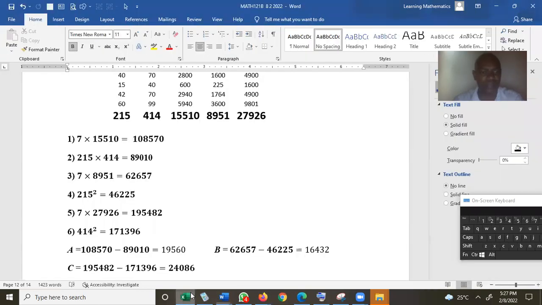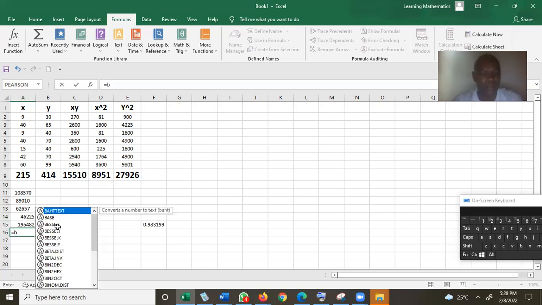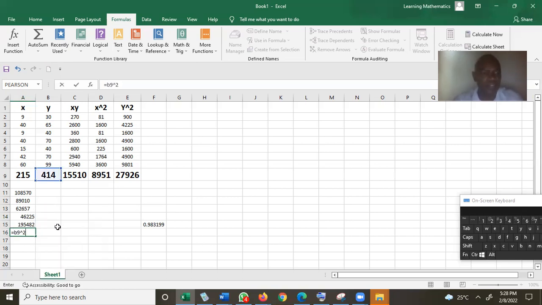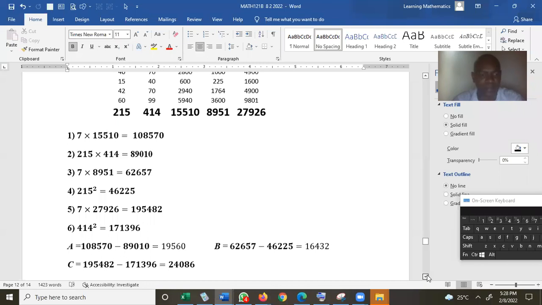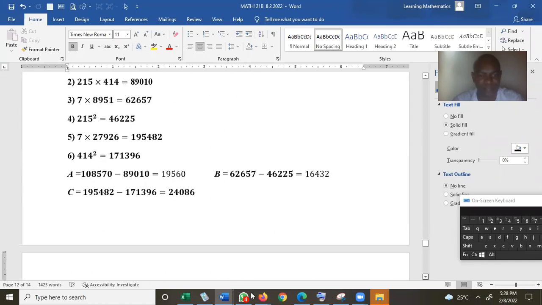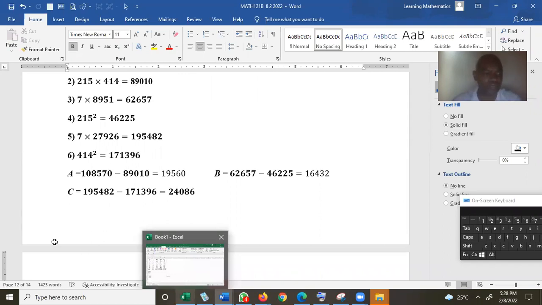195482. Okay, there. Now the sum of y all squared, y is 414. 414 all squared, which is in B9, all squared. That's 171396. Okay, now we need to find A, B, and C. You can use Excel for that.